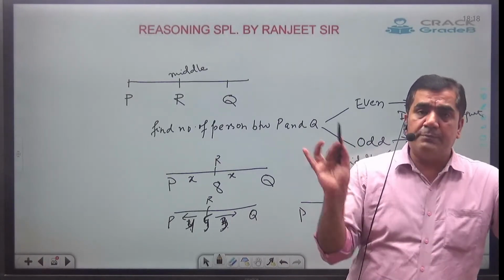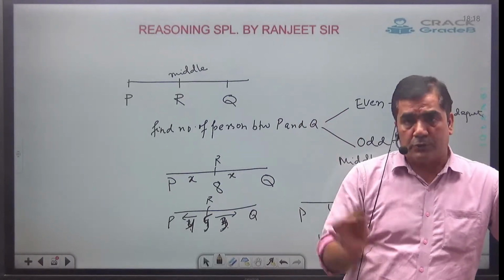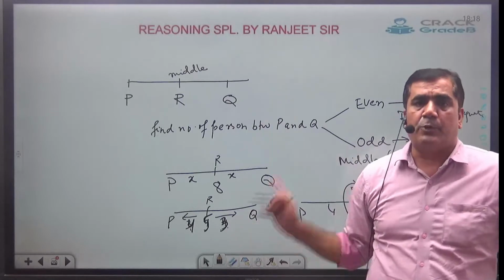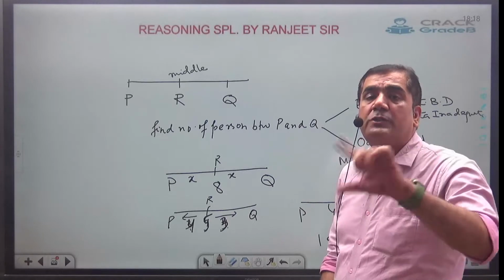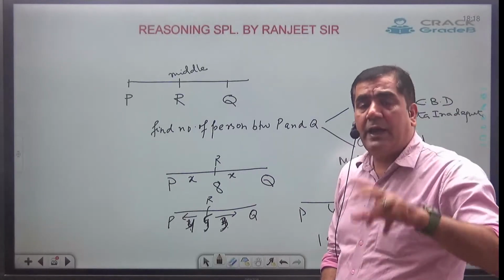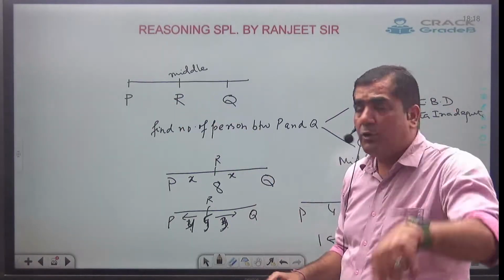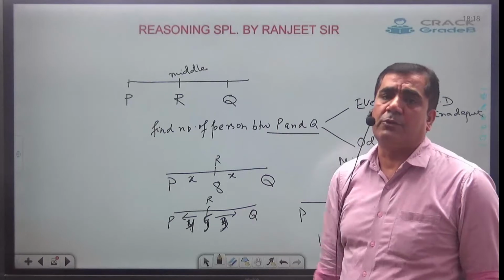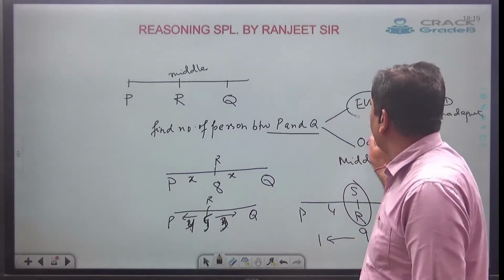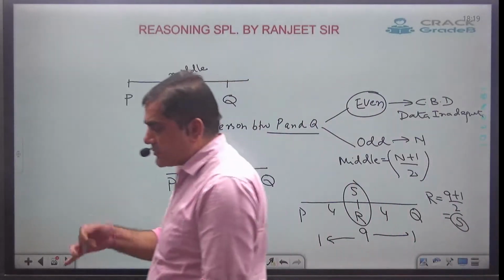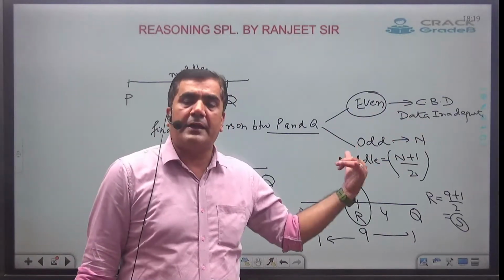Whenever they go for a 3-person arrangement, in which one person is exactly in the middle of the other two, this should be the basic approach. First, see who is in the middle and between which 2 persons. Then if R is sitting between P and Q, find out how many persons there are between P and Q. If that comes out to be even, middle won't be possible. In case of an even number, the answer will be CBD. But in case of an odd number, I can get the answer.